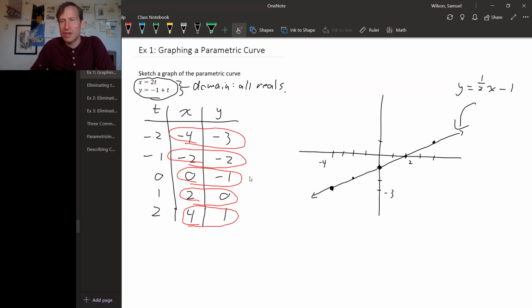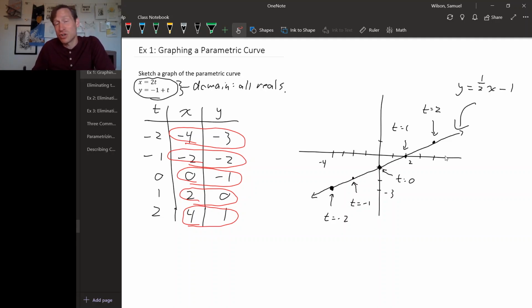So this parametric curve generated this line, but what's important to keep in mind is that a parametric curve doesn't just give you the shape that is traced out, but it also tells you a very specific way in which this curve is traced out. So for this parametric curve, this point here is the point where t was minus 2. This point here is the point where t is minus 1. This is the point where t is 0. This is the point where t is 1. And this is the point where t is 2.